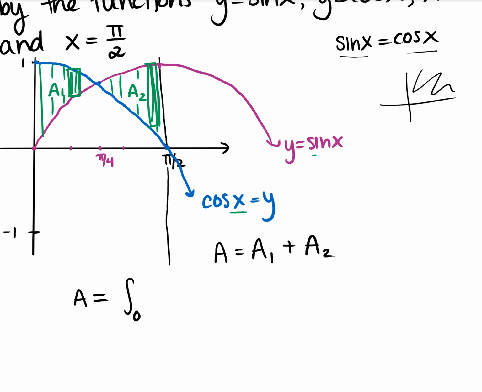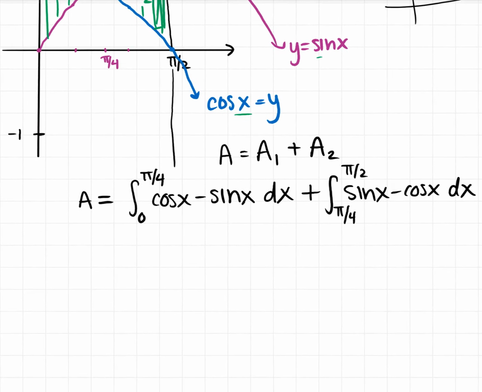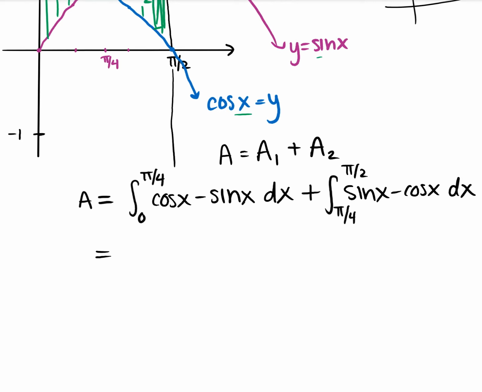So I'm going to integrate from 0 to pi over 4 of cosine of x minus sine of x dx. Notice my good notation here: I have a dx because I have this integral. And then plus the integral from pi over 4 to pi over 2 of sine of x minus cosine of x dx, because those functions switch which one is larger than the other at pi over 4. All right, now we're good to go. The antiderivative of cosine is sine.